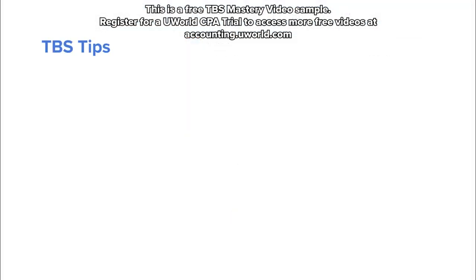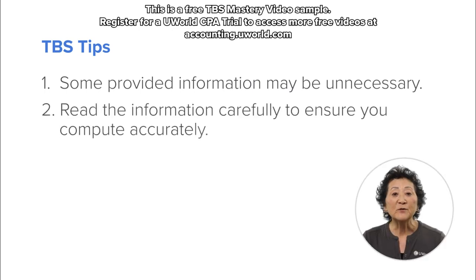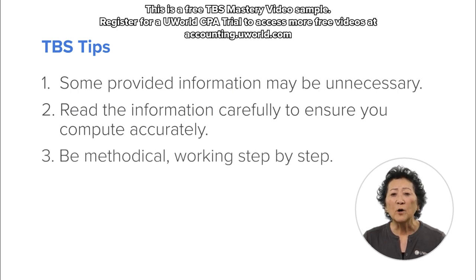So a few things to remember from this TBS. Extra information was included on sales dollars and units. It isn't necessary to use all of the information provided. Next, read the information carefully to ensure you're computing the numbers correctly. There may be slightly different versions of this TBS with slightly different numbers. Third, be methodical. Work your way through the information provided and the steps needed. For example, you needed to compute the wage increase for half of the year, not the entire year.